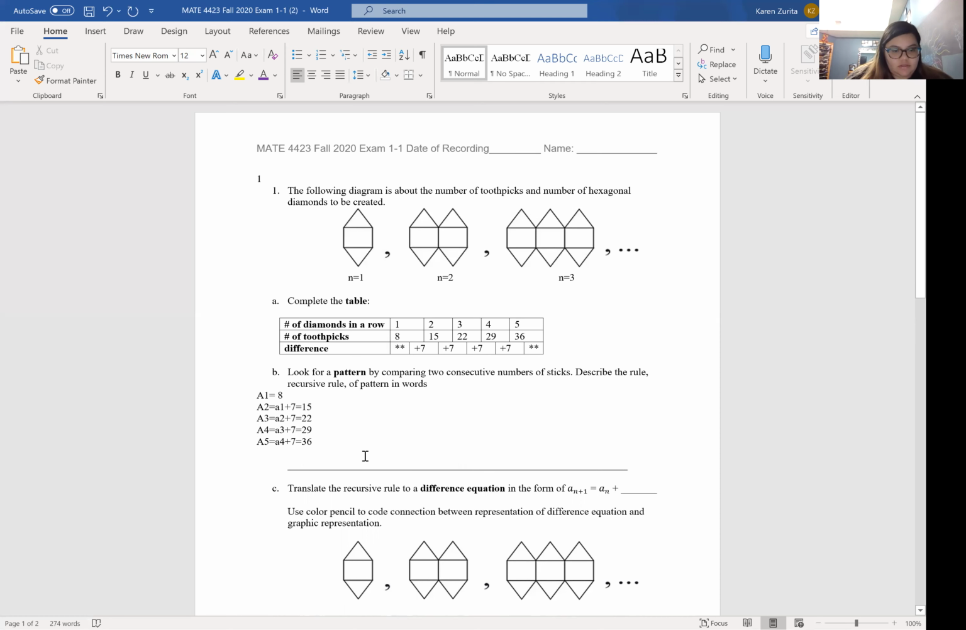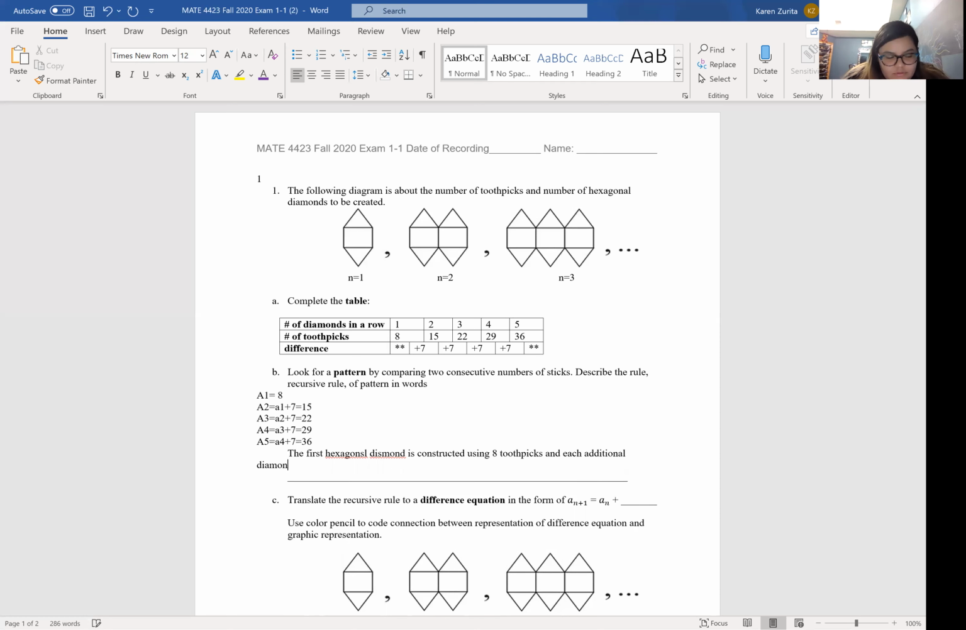So then we can say that the first hexagonal diamond is constructed using 8 toothpicks, followed by 8 toothpicks, and each additional diamond also needs 8 toothpicks.